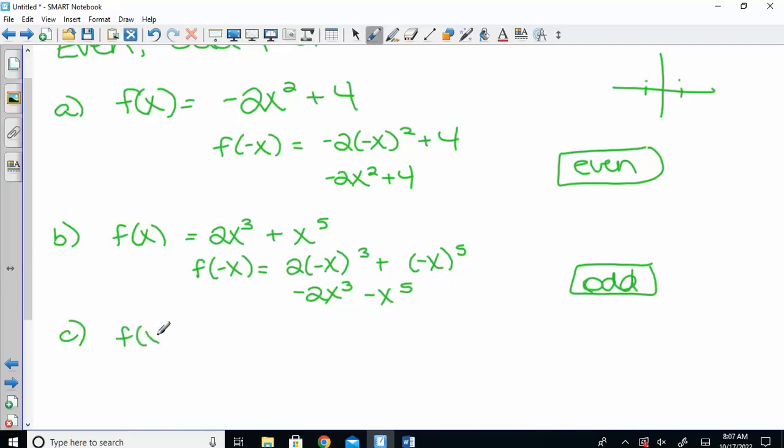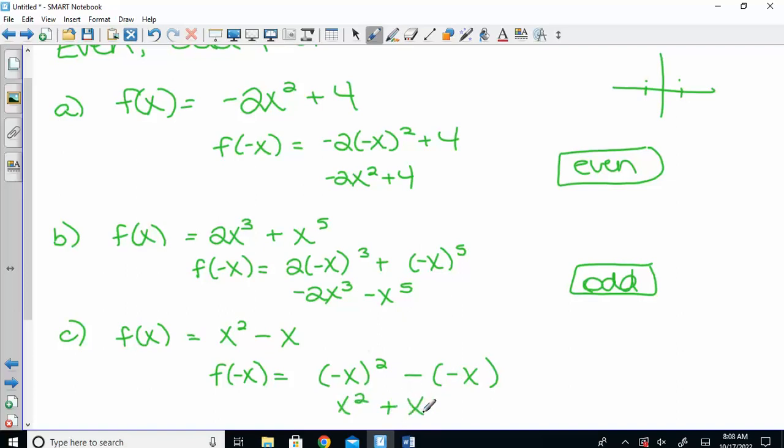What if I give you this one? So if we put in a negative x, a negative squared, is that positive or negative? Minus negative, so plus x. Is that what I started with? No. Not the opposite. It's not the opposite either, so this one is neither.